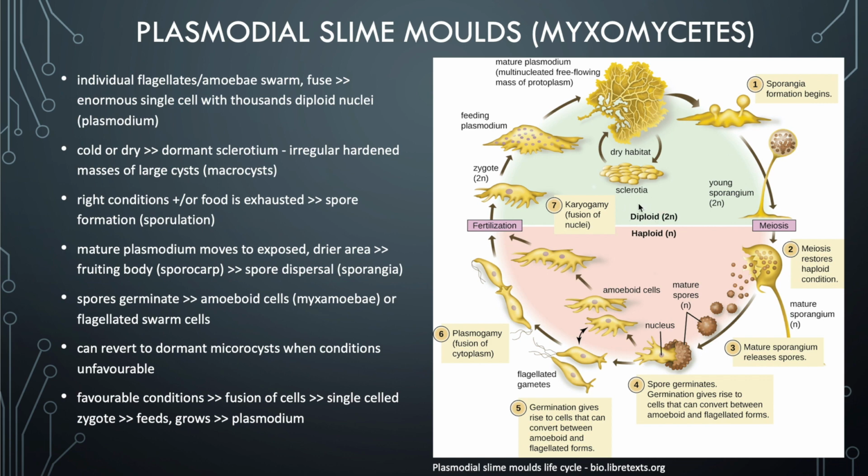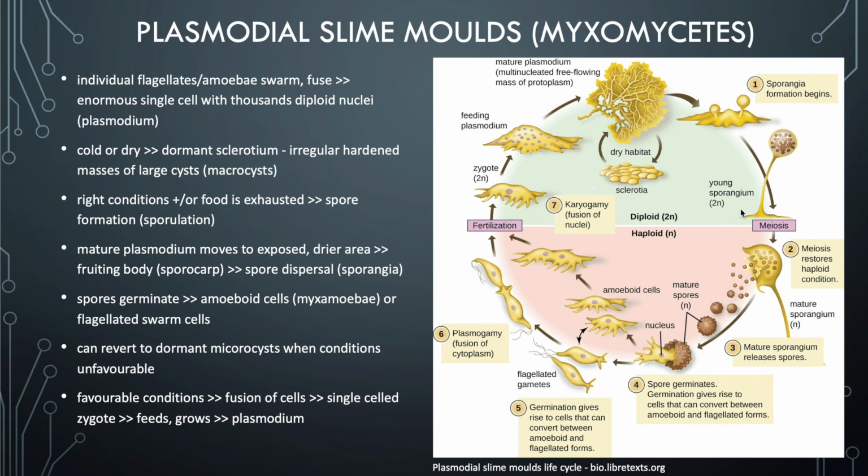What's important to mention here is that this phase of the life cycle, which is the plasmodial phase, is diploid. So that means that there are two sets of chromosomes present, whereas the unicellular life cycle is haploid. So there is just one set of chromosomes present within the organisms, and then they get together and they double up their chromosome number.